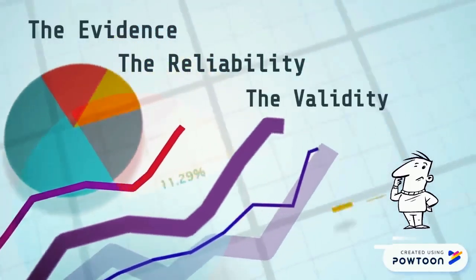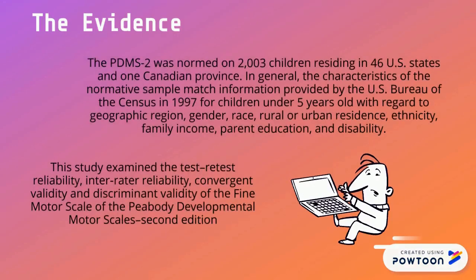Well, folks, most say the proof is in the pudding, so here it is: the evidence, the reliability, and the validity. The evidence. The PDMS2 was normed on 2003 children residing in 46 U.S. states and 1 Canadian province. In general, the characteristics of the normative sample match the information provided by the U.S. Bureau of the Census in 1997 for children under 5 years old with regard to geographic region, gender, race, rural and urban residents, ethnicity, family income, parent education, and disability. This study examined the test-retest reliability, inter-rater reliability, convergent validity, and discriminative validity of the fine motor scales of the Peabody Developmental Motor Scales 2nd edition.